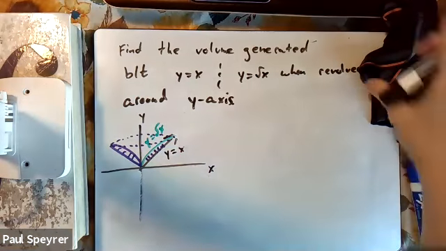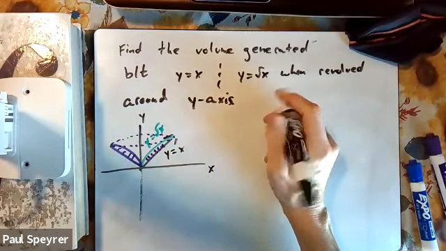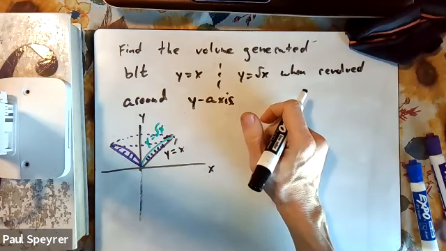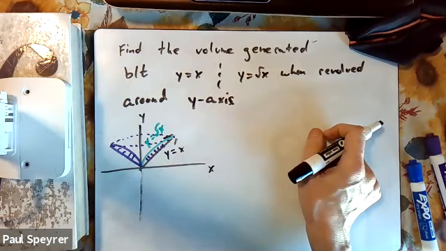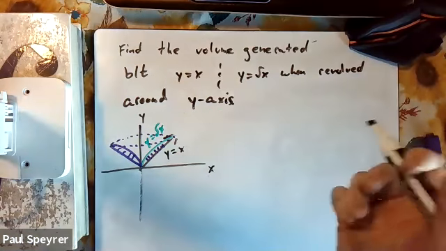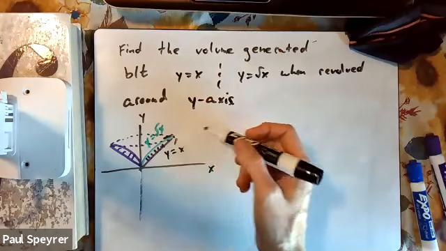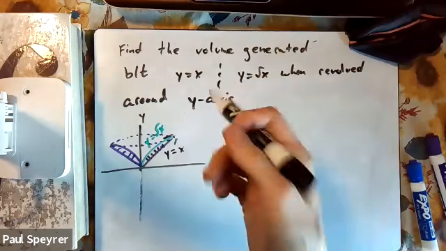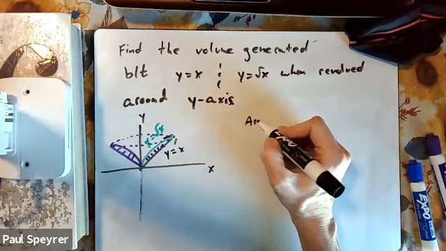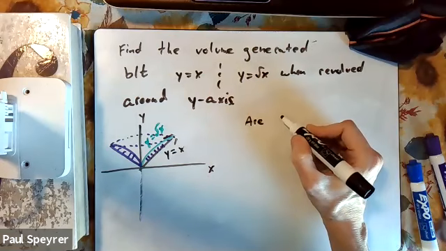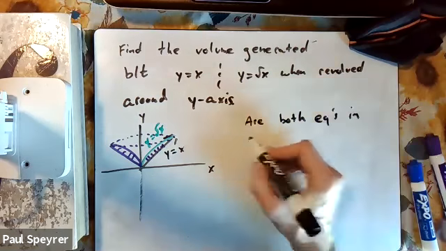So if you want, you can figure out what's the outer curve first, or the rightmost and the innermost. But can we do that right off the bat right here? No, because there's a problem. Since we're doing it about the y-axis, we're trying to find this volume about the y-axis. All your equations have to be in terms of y. Not all of your equations are in terms of y. Are both equations in terms of y?